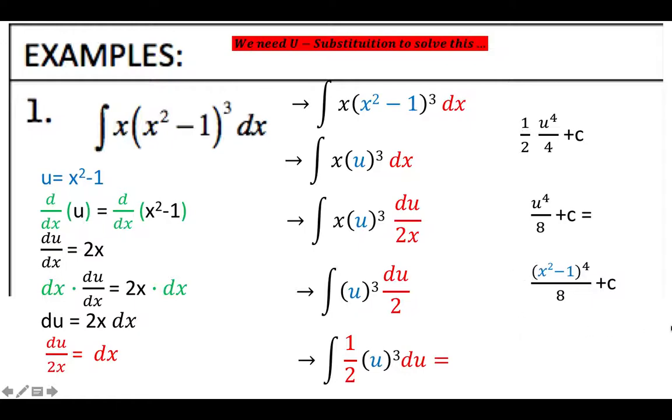Now I am done. So as you can see, u substitution helps us find integrals of functions that are hard to do. We could not use power rule in this example, right? But once I used u substitution, I was able to go ahead and use power rule to solve for this.